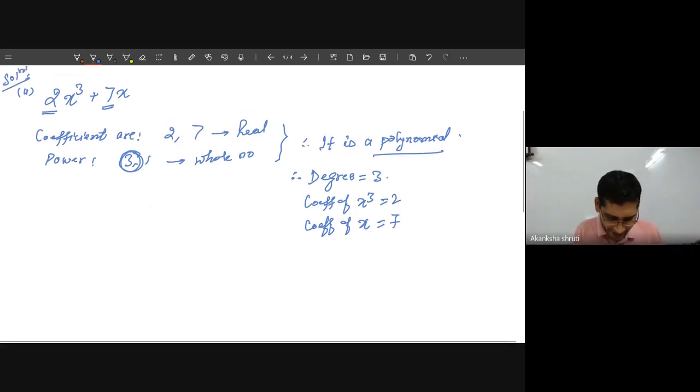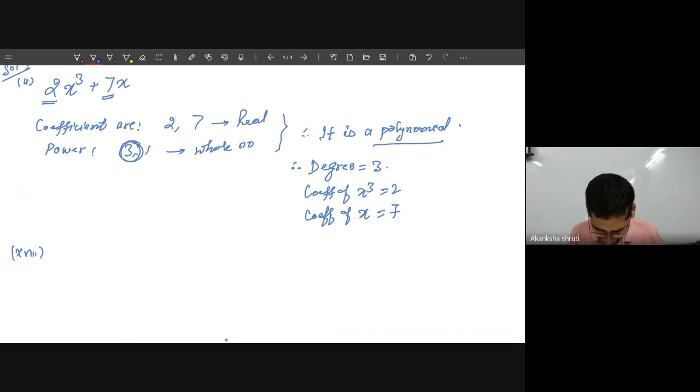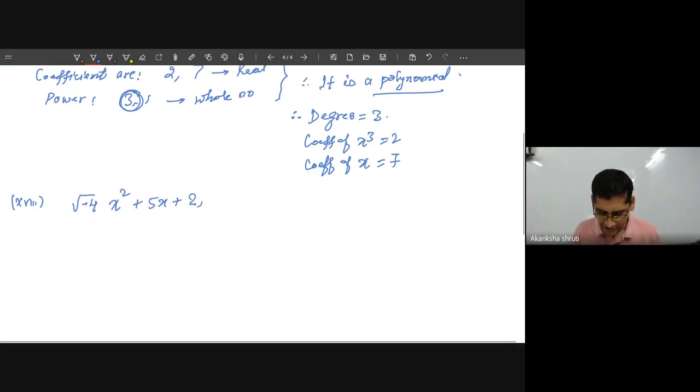Now, students, let me take one from my side. I think I have given a total of 17 questions, so let me take the 18th one. If it is given like this, say, under root of minus 4 x square plus 5x plus 2, whether it is a polynomial or not.